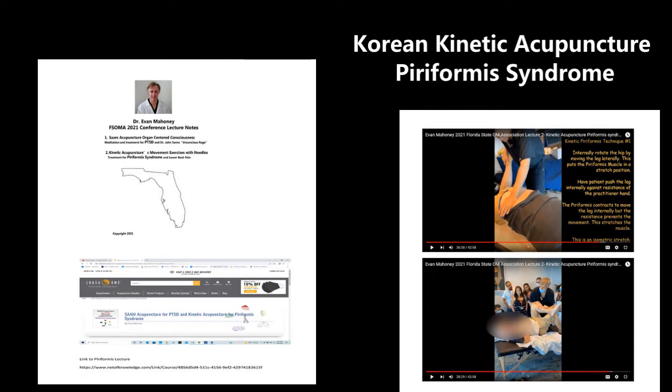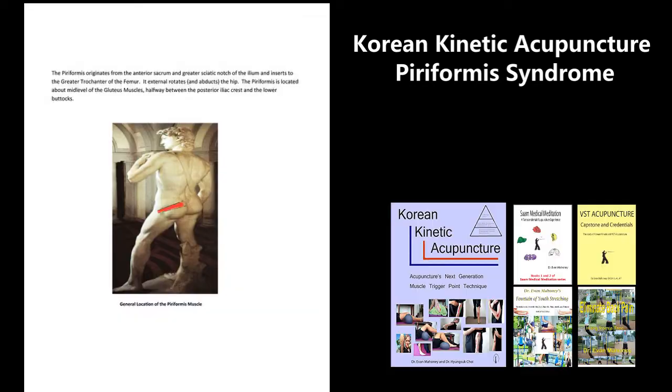So, piriformis. The piriformis muscle originates from the anterior sacrum and the greater sciatic notch of the ilium and inserts into the greater trochanter of the femur. It externally rotates and abducts the hip. The piriformis is located about the mid-level of the gluteus muscles, halfway between the posterior iliac crest and lower buttocks.